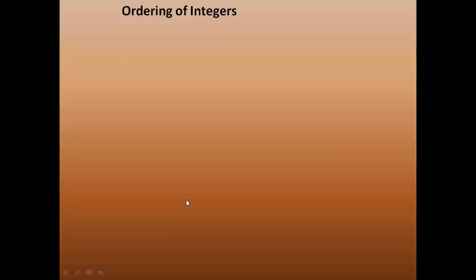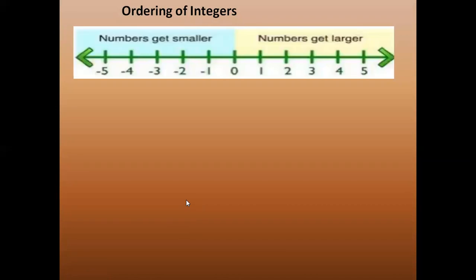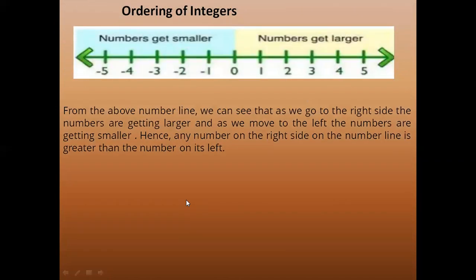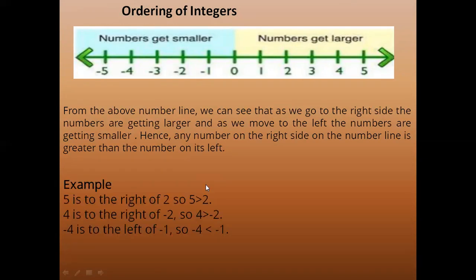Ordering of integers. From the above number line, we can see that as we go to the right side, the numbers are getting larger, and as we move to the left, the numbers are getting smaller. Hence, any number on the right side of the number line is greater than the number on its left. So this is the ordering.